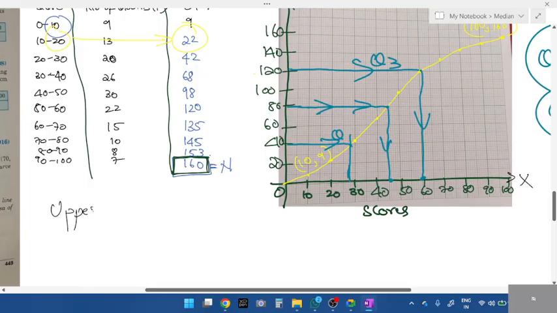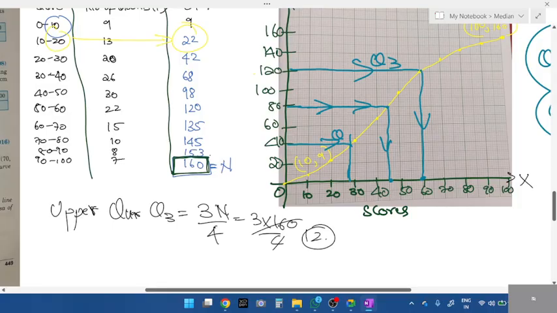If interquartile is not asked, they'll tell you to find upper quartile. What is the upper quartile formula, students? Q1 or Q3 for upper quartile? Upper quartile is Q3. Same formula. What is the formula we use? 3n divided by 4. 3 into 160 divided by 4. What's the answer we got? 120. But 120 is not the answer. Mark from 120. Where is this 120 line touching in the x-axis? 60, right? 60 scores. This is the answer, upper quartile.